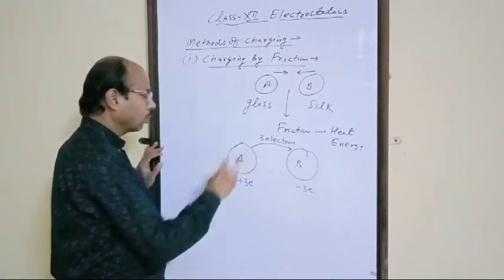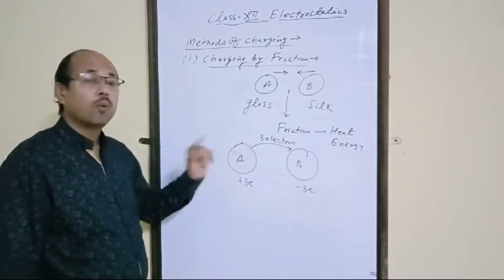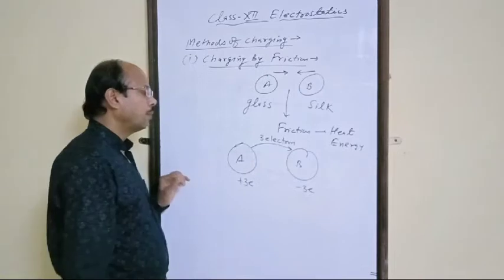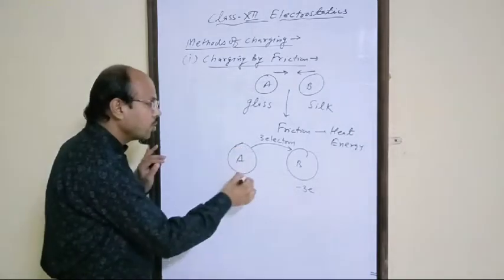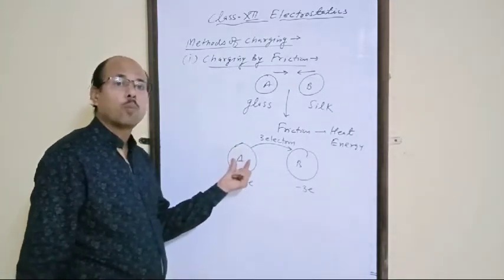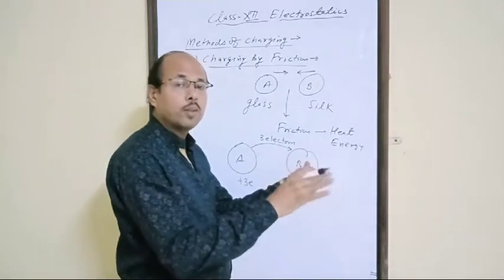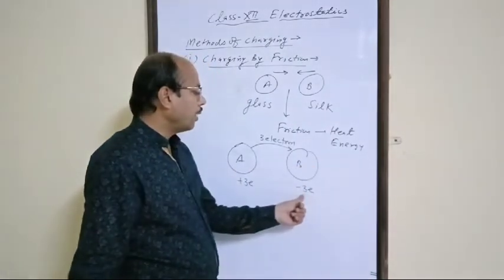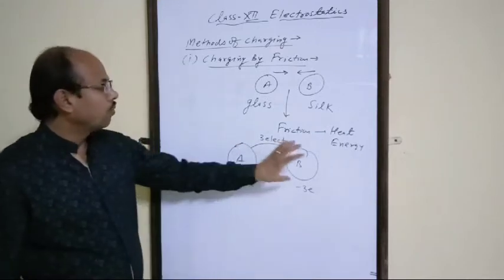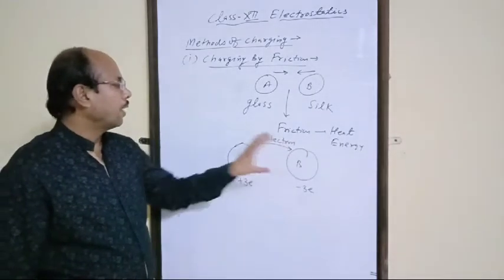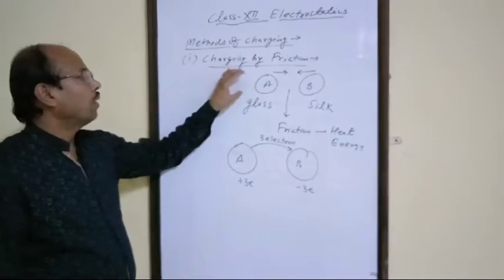तो पहले इसमें जितने प्रोटॉन थे, total number of protons and total number of electrons were same before rubbing, but after rubbing what happens, 3 electron transfer from A to B. It means there is deficiency of 3 electrons, or we can say there are 3 more protons. Therefore, there will be plus 3 charge, and there is 3 more electron, or we can say 3 excess electron. Therefore, there will be minus 3 charge. So by this way, we can use this method of friction for charging of a body.